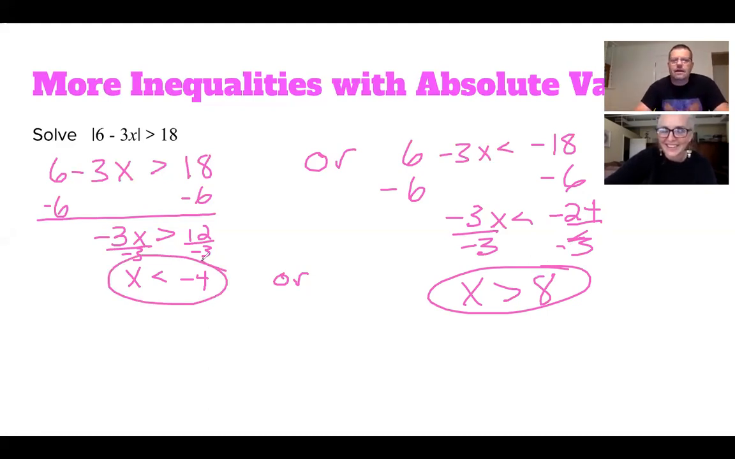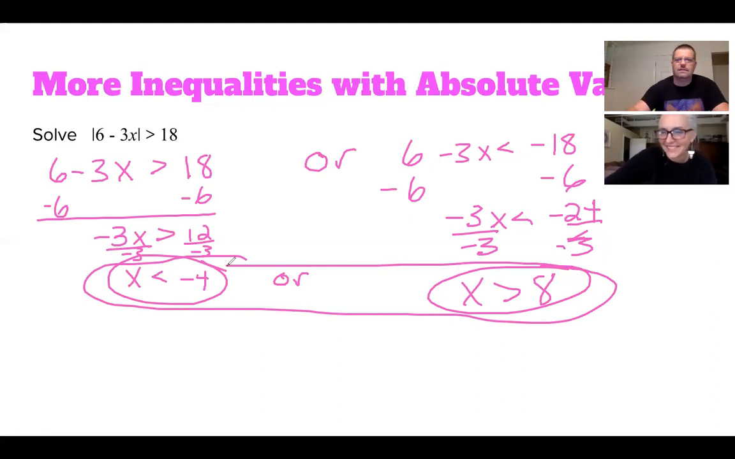Should we talk about the word or and the word and? Yeah, we can. This actually makes sense because this part right here is going to be opening to the right. Even though that was the less than the negative, when I did the flip, that's going to be the part that's opening to the right. And this part over here is going to be heading to the left.